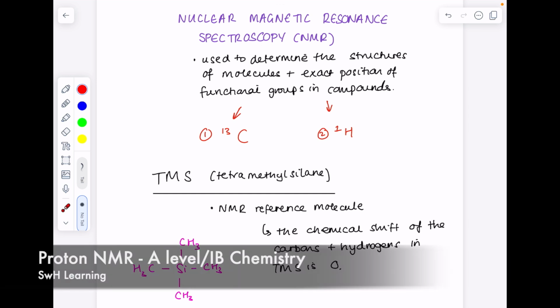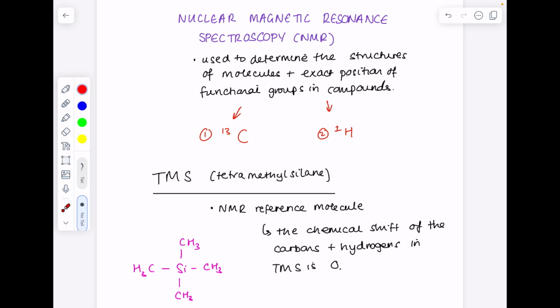Now we're moving on to look at proton nuclear magnetic resonance spectroscopy, so proton NMR. As I previously said, it's used to determine the structures of molecules and the exact position of functional groups in a compound. So previously we've looked at the more straightforward carbon-13 NMR. Now we need to turn our attention to proton NMR.